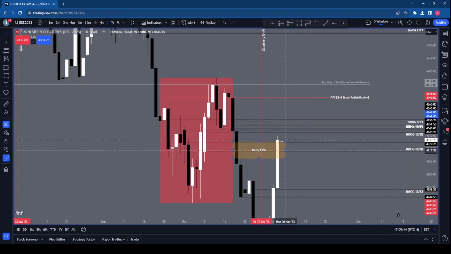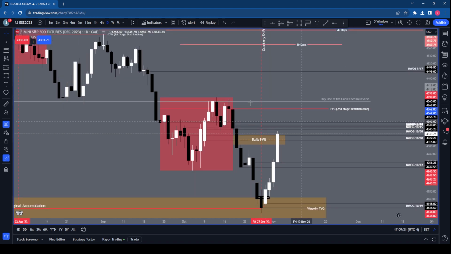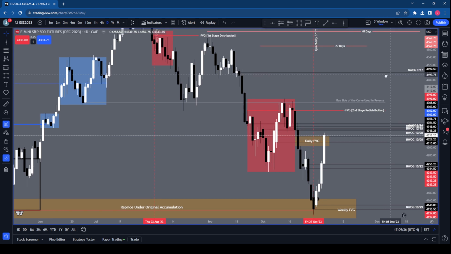So I'm going to be watching to see, does the rest of the week treat this like an inversion where we open up above it, come down, and go higher? If that happens, I think this high might be in store.